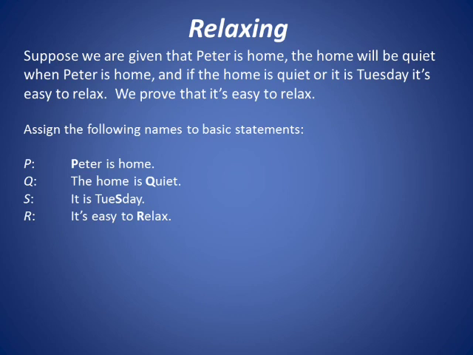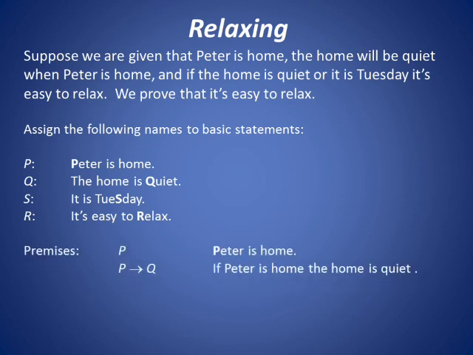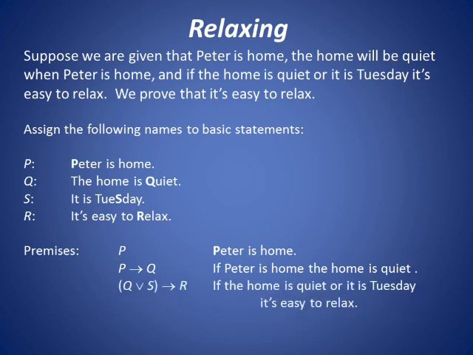Now, the premises that we obtain from the story above are, first, that Peter is home. Secondly, that if Peter is home, the home will be quiet. And thirdly, if the home is quiet or it is Tuesday, it's easy to relax. Once again, the conclusion we seek is that it is easy to relax. The proof that we presented previously shows that from those three premises we can obtain that conclusion.